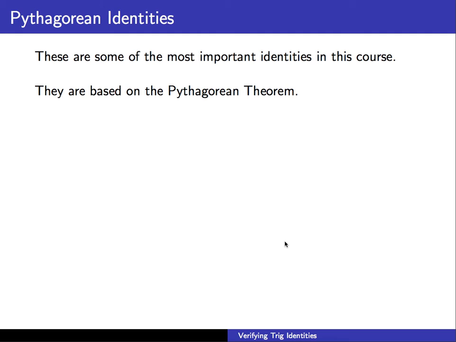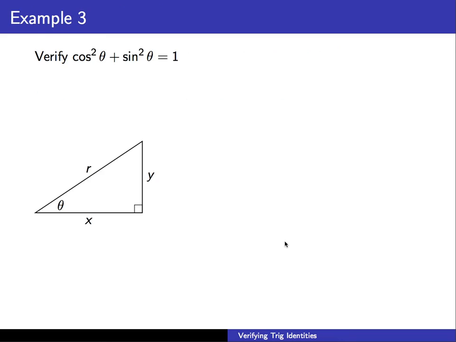We are also going to look at what are known as Pythagorean identities, and these are going to be some of the most important identities that we deal with in this course, and they're based on the Pythagorean theorem. There are 3 different Pythagorean identities, and we're going to show where they come from in this video. We're going to start with the most popular, where the cosine of an angle squared plus the sine of an angle squared is always going to equal 1. So cosine squared plus sine squared of any angle always equals 1.